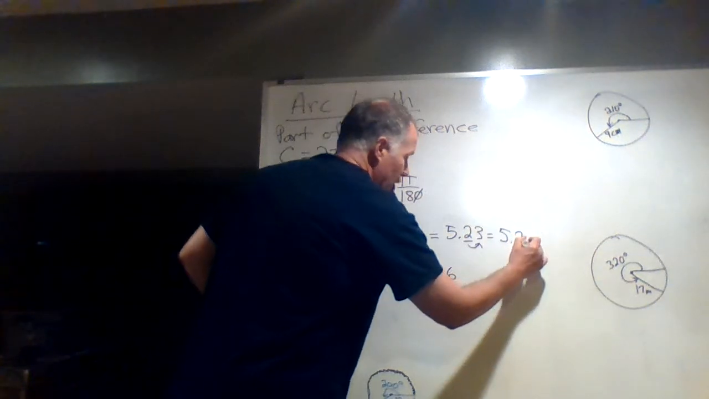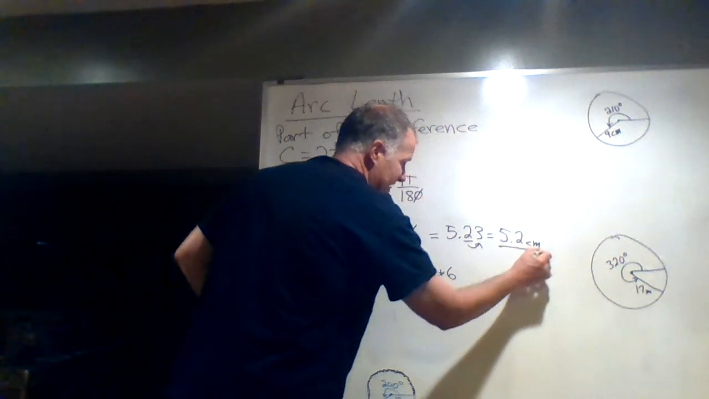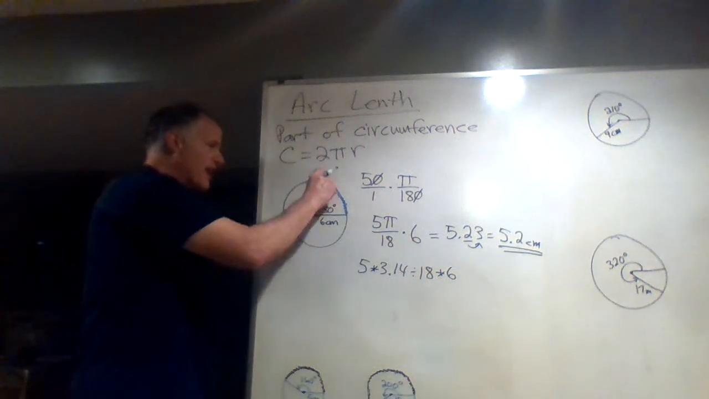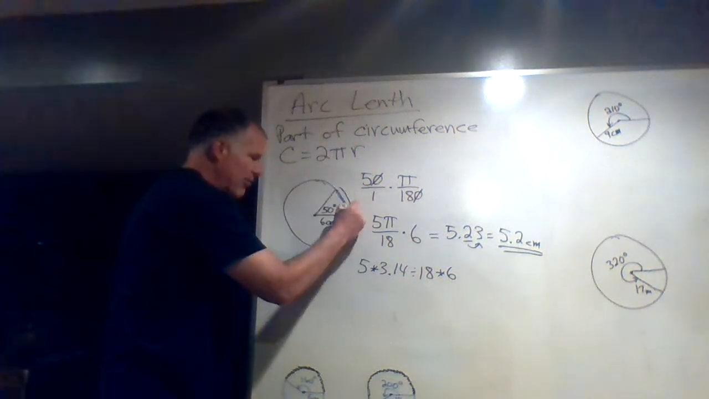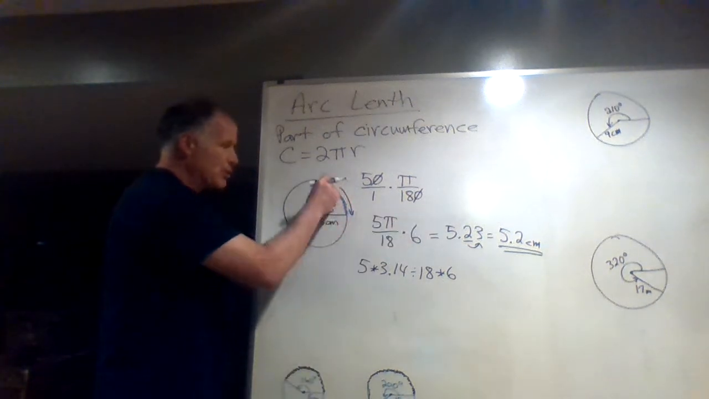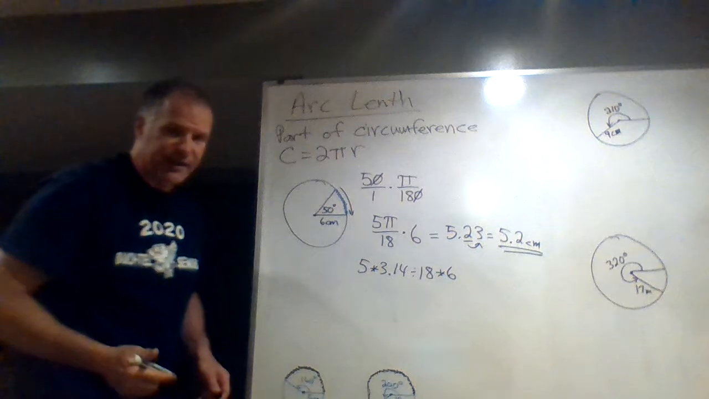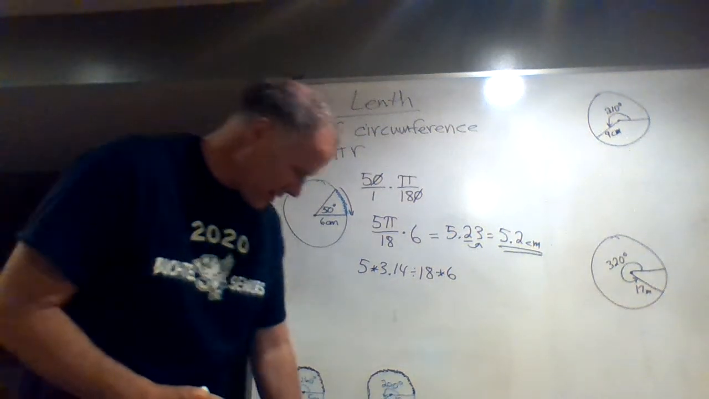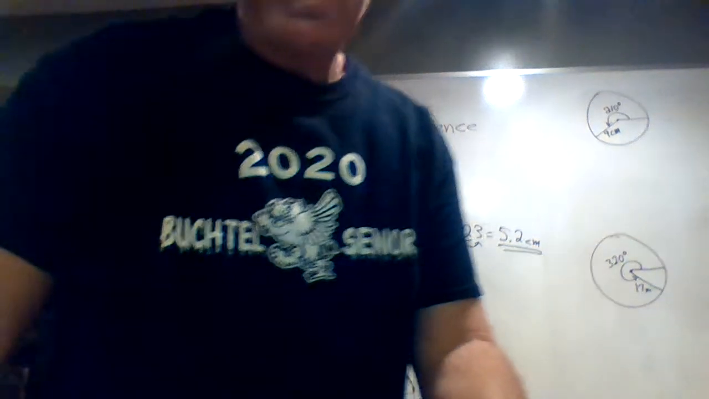5.2. Now again, our units were centimeters, and guys, that is the length of that arc right there. So if you're an engineer and you're trying to figure out how long that arc is, it's 5.2 centimeters. That's what we just found, 5.2 centimeters. Okay, good. Let's try a couple more.